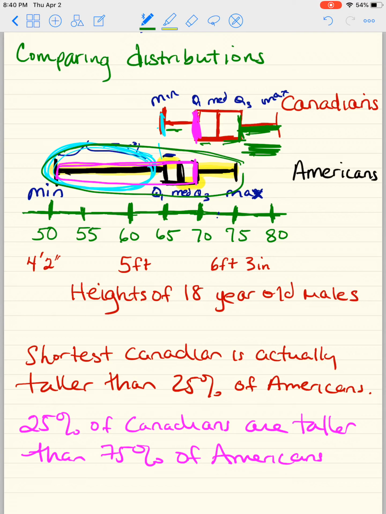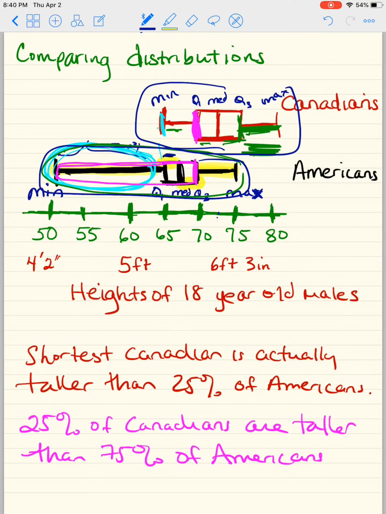So we saw that the shortest Canadian is taller than 25% of Americans. We also saw that 25% of Canadians are taller than 75% of Americans. And finally, 25% of Canadians are taller than all Americans. So we should obviously discuss the median height of Canadians and how it's larger than those of Americans, and also how their heights are more consistent. Do you guys notice that this part right here is much smaller than this whole big thing? So we say it's more consistent or less variable.